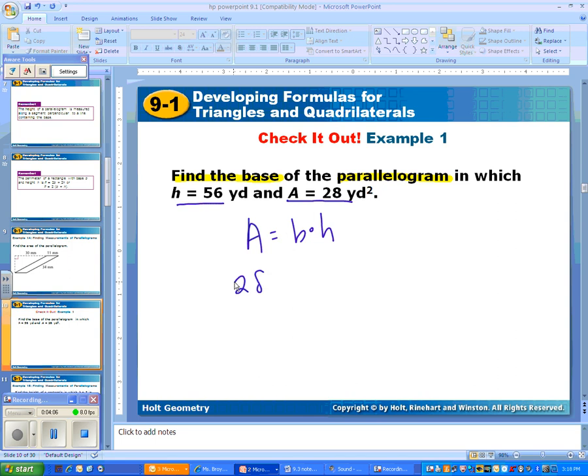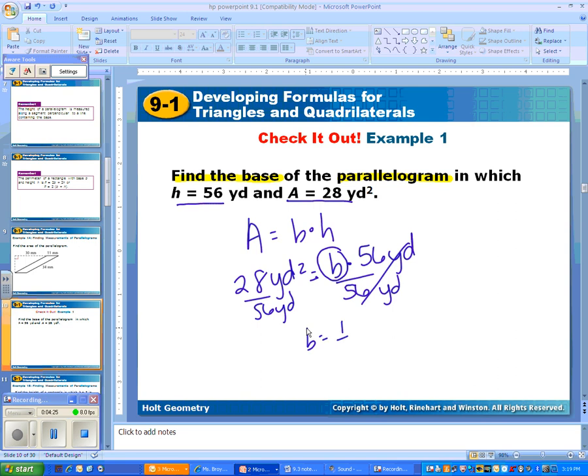So area is 28 square yards. We don't know what the base is, and our height is 56 yards. If we want to get the base by itself, the opposite of multiplying by 56 is dividing by 56. So you divide both sides by 56 yards, and you get that the base is a half of a yard.